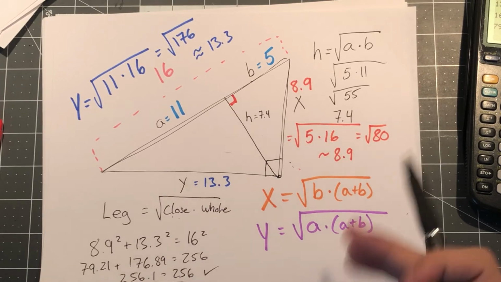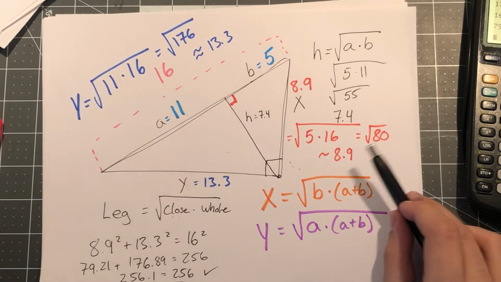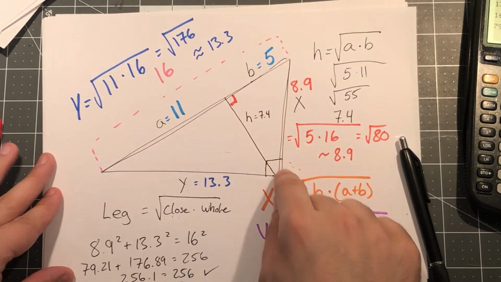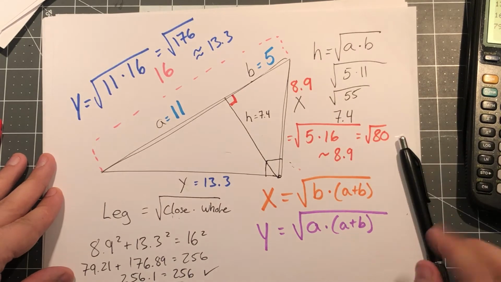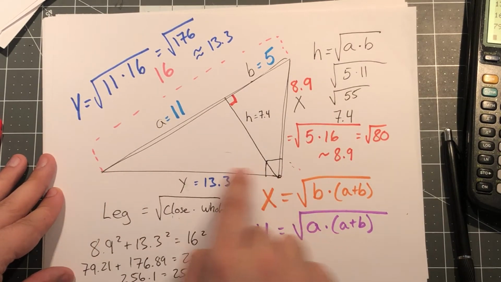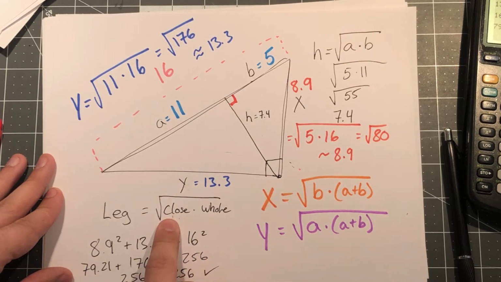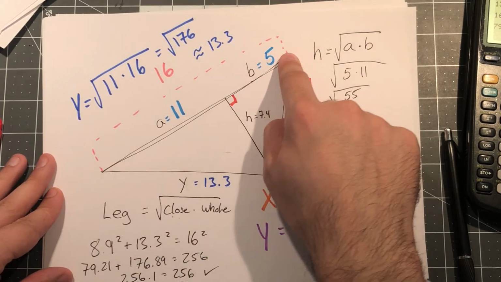But for every one of these, I have many ways to do it. I can use Pythagorean Theorem. I now have a way to find the altitude using the geometric mean. And I have ways to find the legs using the geometric mean. It is the close part of the hypotenuse times the whole length of the hypotenuse.